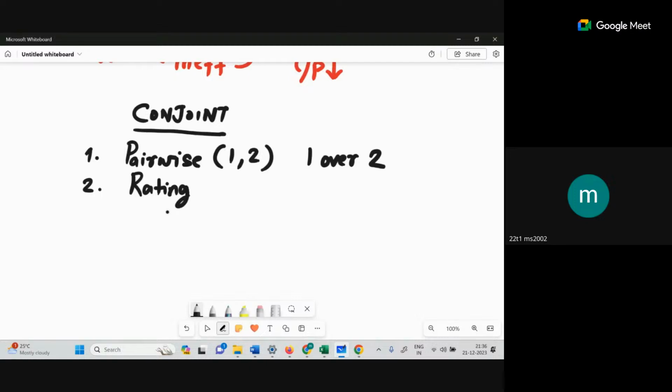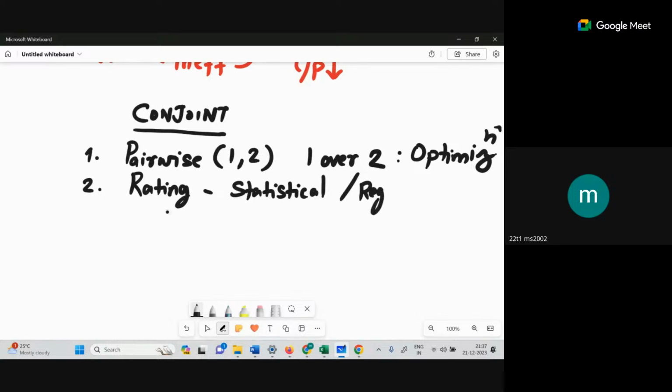When you are given pairwise data, what method will you use for doing the conjoint? An optimization approach. But if you have ratings, what approach will you take? A statistical approach, or regression approach. Rating is for regression; pairwise you use for the optimization model.